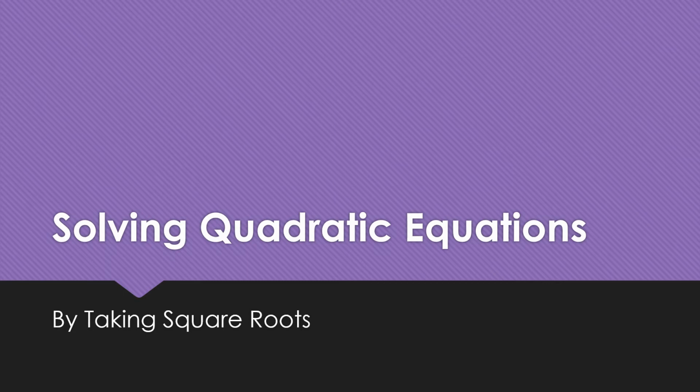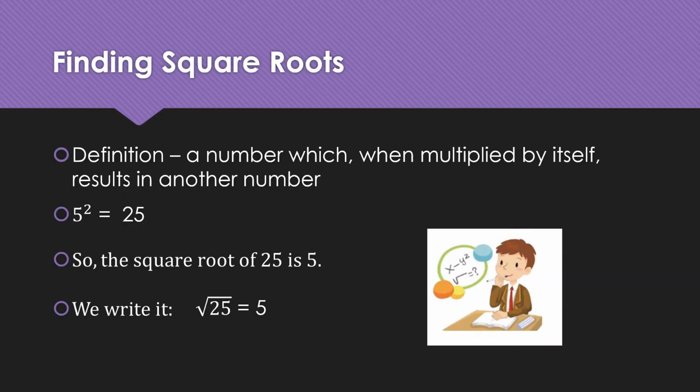Today you will learn how to solve quadratic equations by taking the square root. But first of all, we need to know how to find the square roots of perfect squares or numbers, period. By definition, a number which, when multiplied by itself, results in another number is the square root.